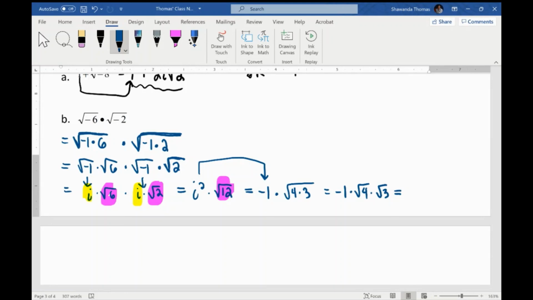Let's write it out. We got -1. Let's take our time. -1 times, what's the square root of 4? 2. And we cannot break down the square root of 3 because 3 is not a perfect square. So what we really have is -1 times 2, which is?